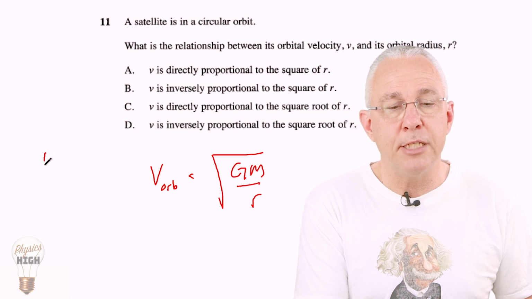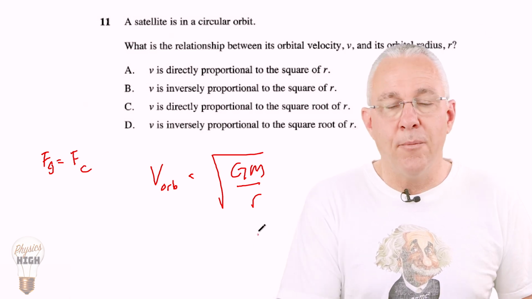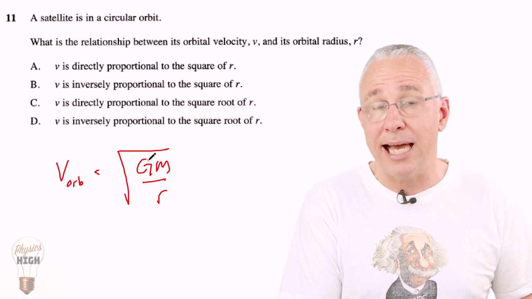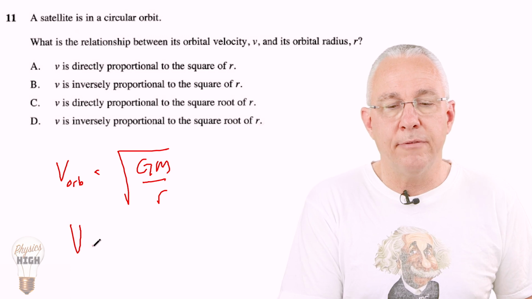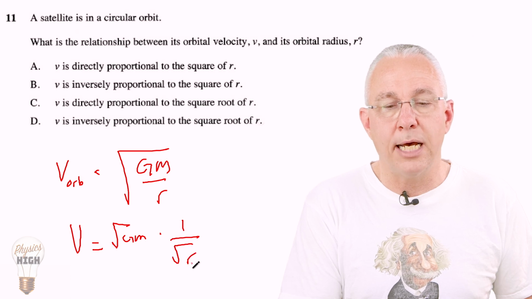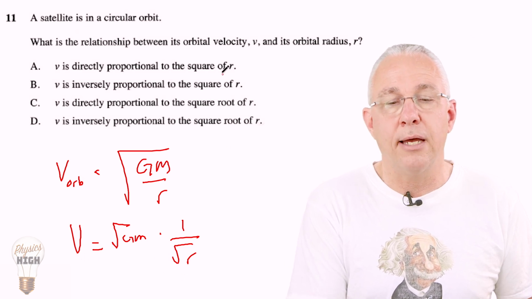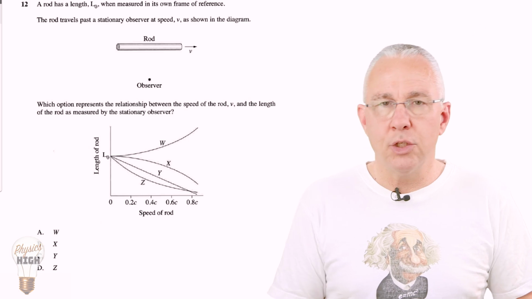We actually derive this by looking at the gravitational force and equating it with the centripetal force. What this means is if I take this GM out, this GM is a constant, I get that the velocity is equal to the square root of GM multiplied by 1 over the square root of r. Because this is constant, we have a direct relationship between V and the square root of the inverse of R, and therefore our answer can only be D. Question 12.